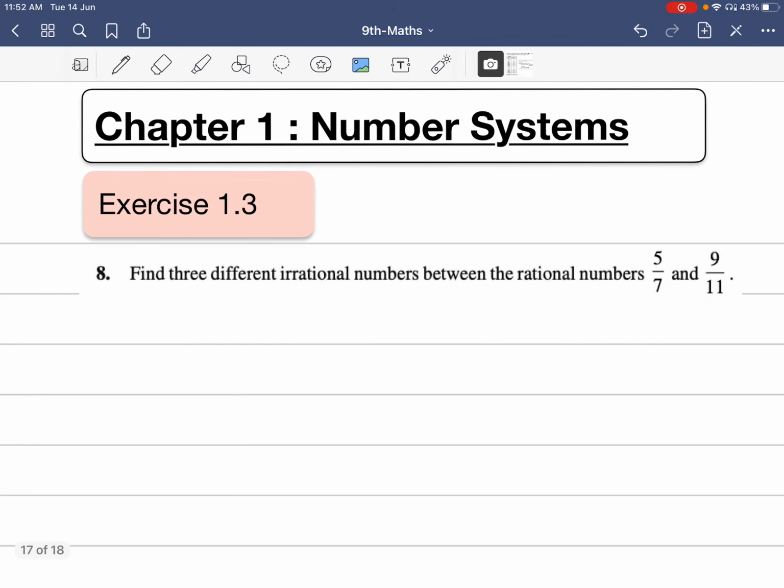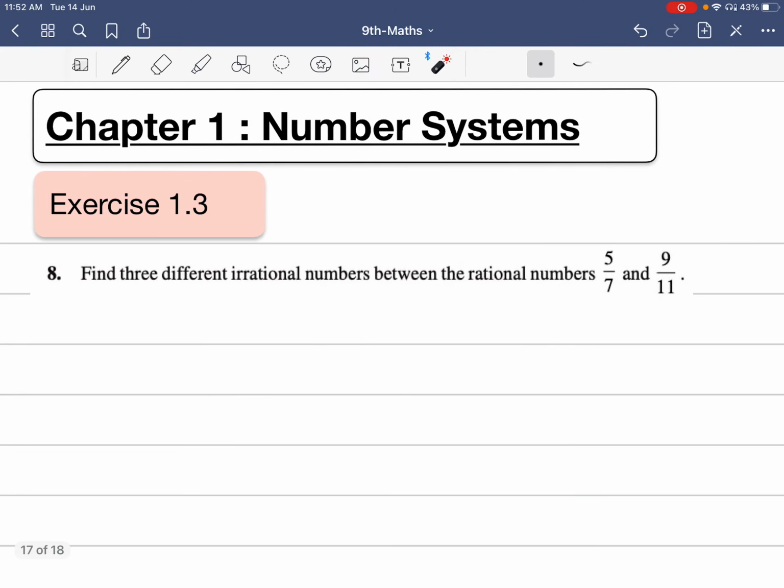So in this video, we are going to see exercise 1.3, question number 8. Let's read the question. Find three different irrational numbers between the rational numbers 5 by 7 and 9 by 11. So between these two rational numbers, we have to find three different irrational numbers.